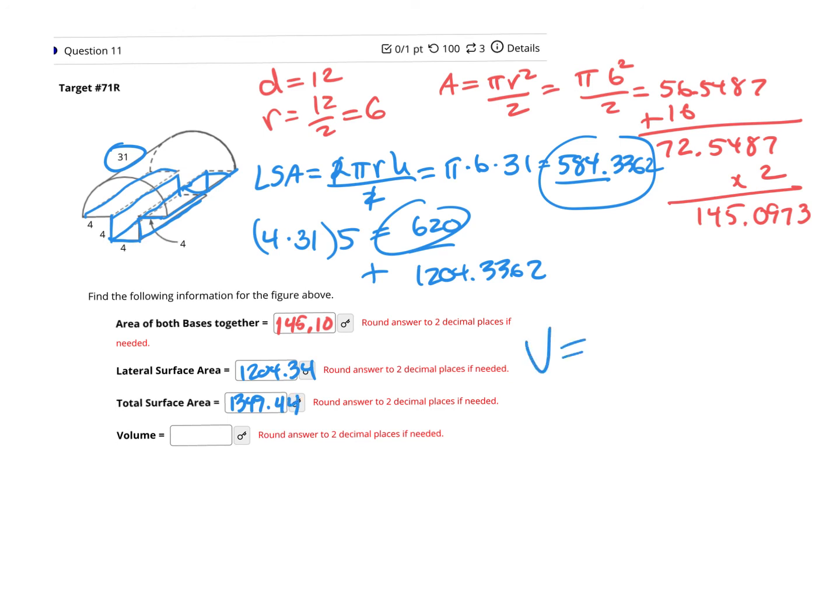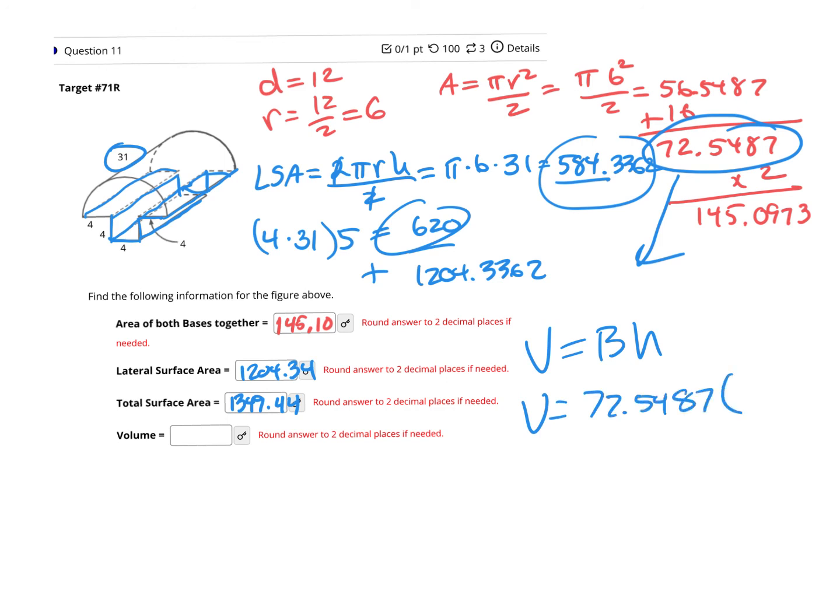Well, volume is just the area of the base times the height. Well, I already found the area of the base up here, so volume is going to be 72.5487 times the height, which is 31. And when I multiply those together, I'm going to end up with 2249.01. And that will be my answer for that one.